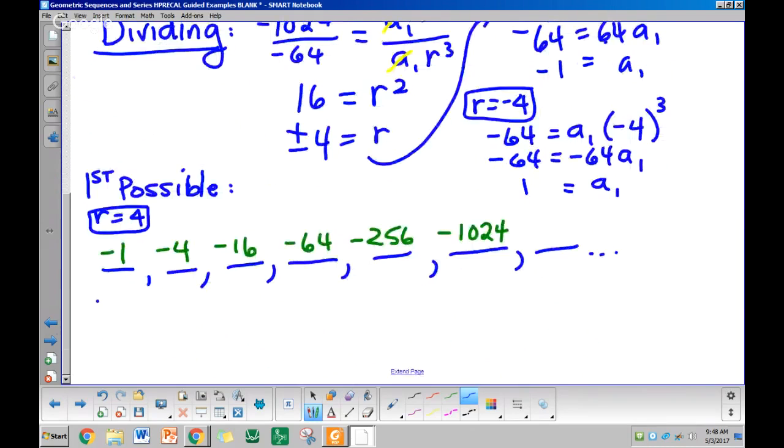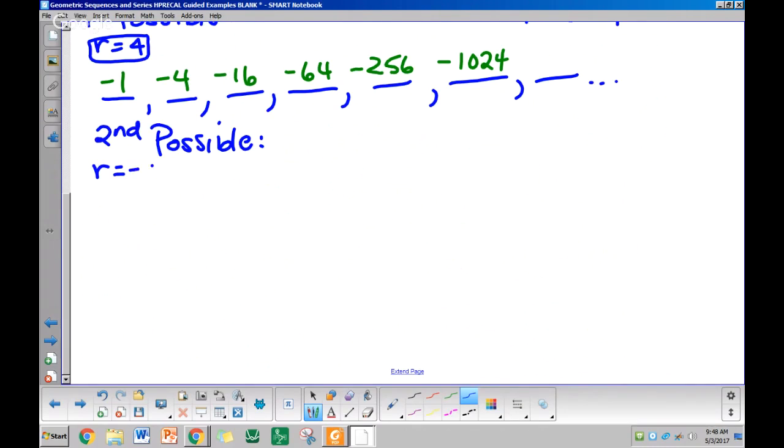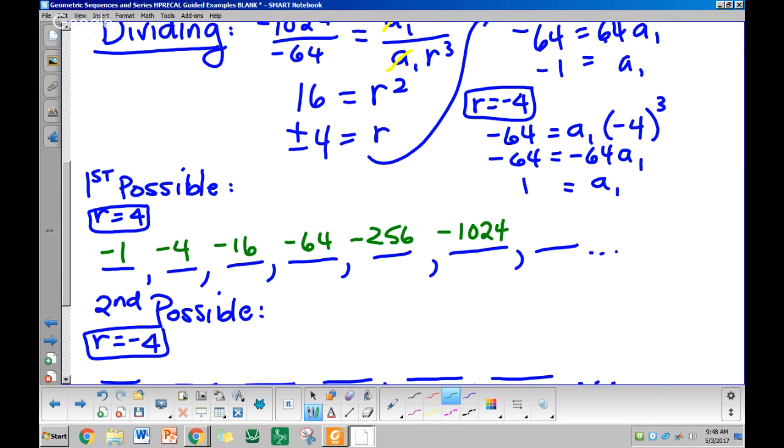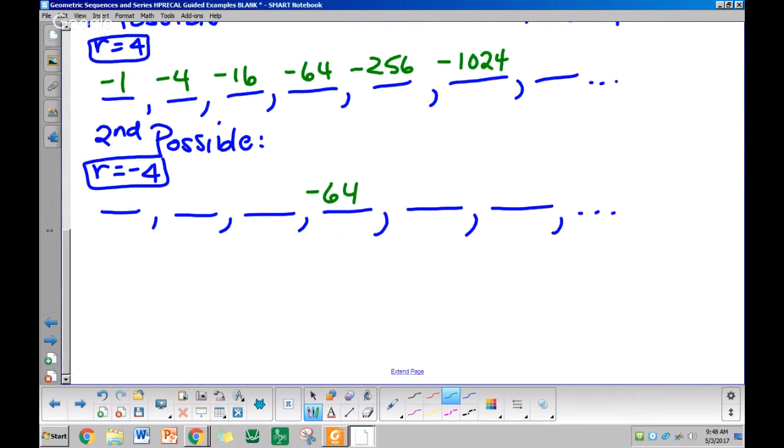So the second possible sequence is when R is negative 4. 1, 2, 3, 4, 5, 6. And we know that the fourth term again was negative 64, and then negative 1024. And now I'm saying that the A sub 1 is 1 multiplied by negative 4, negative 4 times negative 4, positive 16, negative 4. Then we get positive 256. So it works, doesn't it?